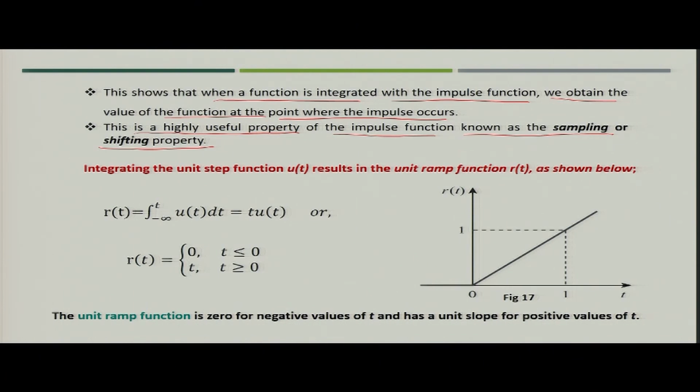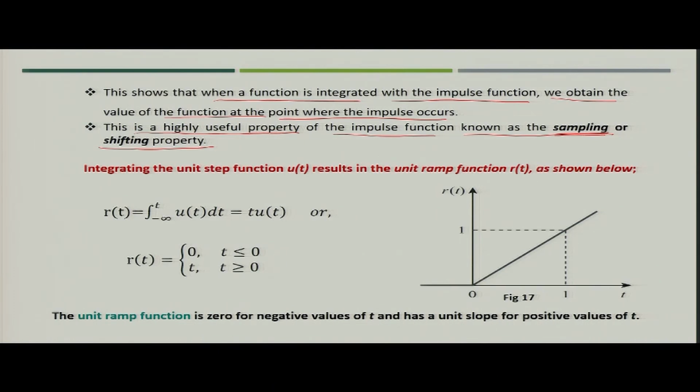So, when you want to sample a particular function, you associate the impulse function with that function at multiple intervals, and then you get the samples of that function at various time intervals. This is a very important property, and we use it extensively in signal processing.